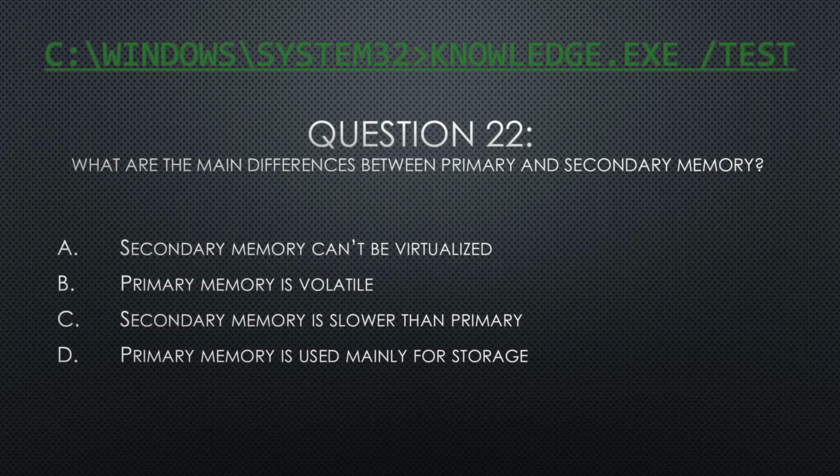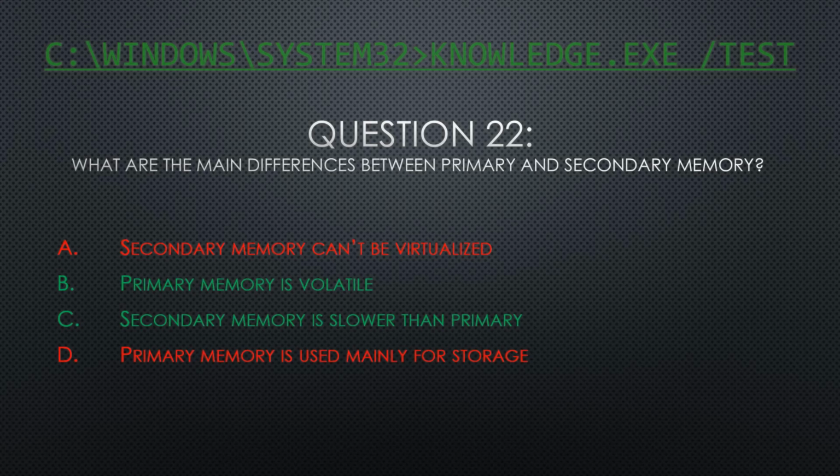Question number 22. What are the main differences between primary and secondary memory? A. Secondary memory can't be virtualized. B. Primary memory is volatile. C. Secondary memory is slower than primary memory. And D. Primary memory is used mainly for storage. B and C are correct. Primary memory is usually RAM and therefore volatile. Secondary memory is much slower than primary memory and serves for long-term storage.